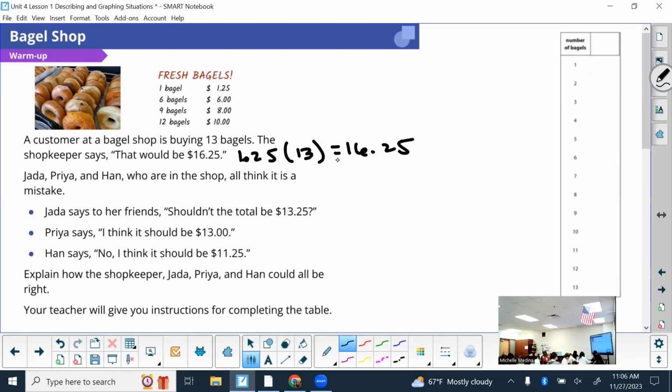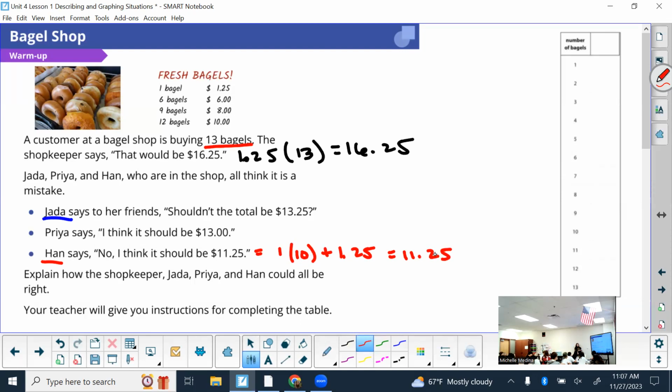So then, table three, your reporter, how could Jada be right? Okay, sure. Han. How is Han right? Okay, good. So I'm going to represent that with some math. For one bundle of 12, so that's where I'm getting one from, it's costing $10. And then since we're buying 13 bagels total, that still means I need to buy one more bagel. One bagel costs $1.25. So that is where Han got the $11.25.